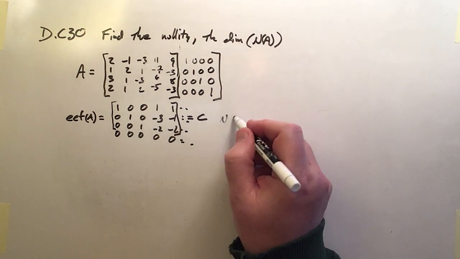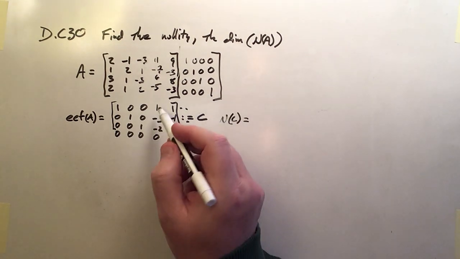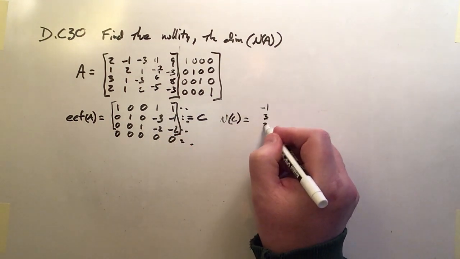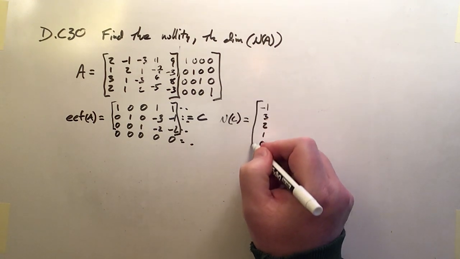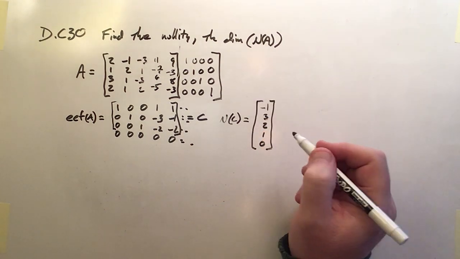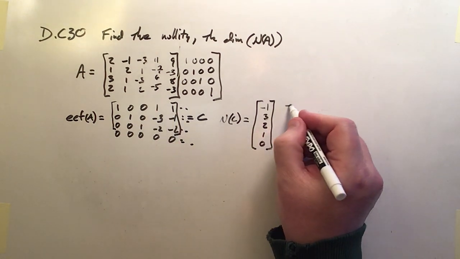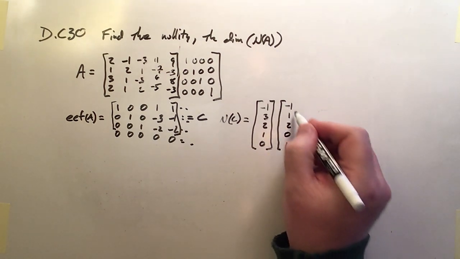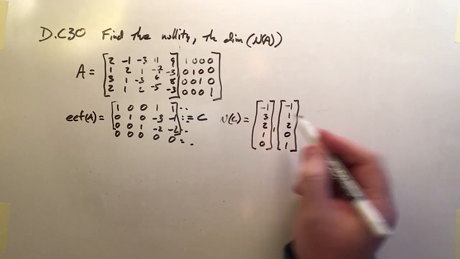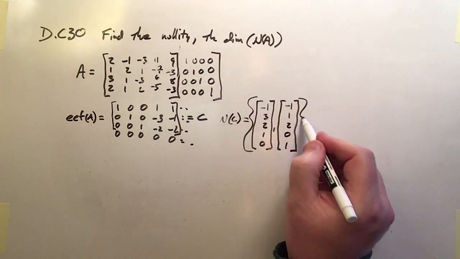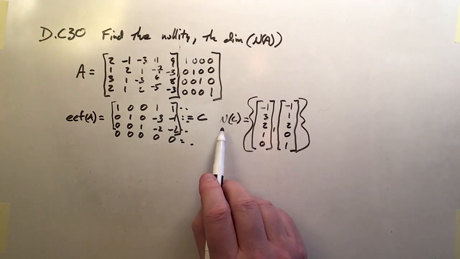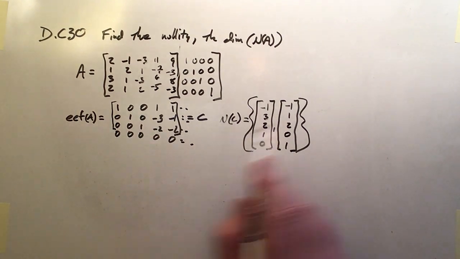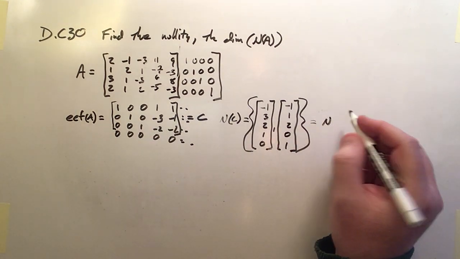So the null set of C, which is what I'm after, is going to be, let's flip the signs on these, so it's negative 1, 3, 2, 1, 0. That would be for the fourth variable, the first free variable. And then the fifth one is going to be negative 1, 1, 2, 0, 1. So there it is. That's the basis of the null set of matrix C, and since C comes from row operations on A, that also makes this the null set for A.